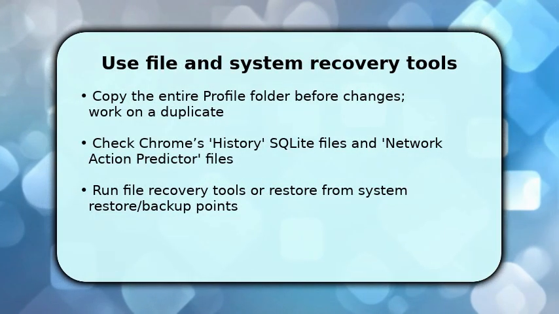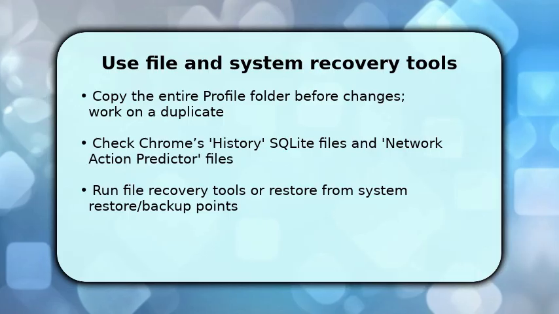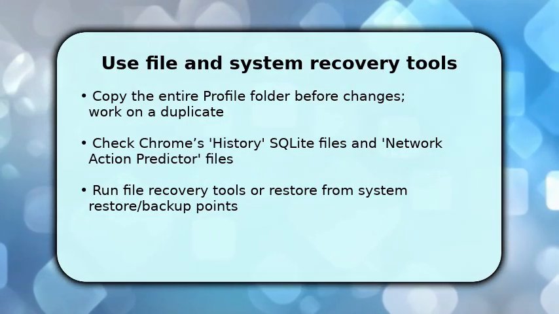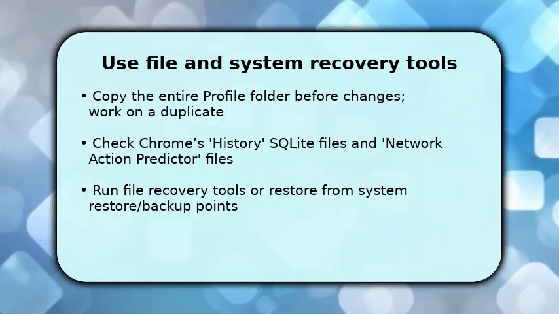First, duplicate the profile folder to a safe location so you can experiment without risking originals. Next, locate history-related files like History, SQLite, and Network Action Predictor. These often contain URLs and timestamps.